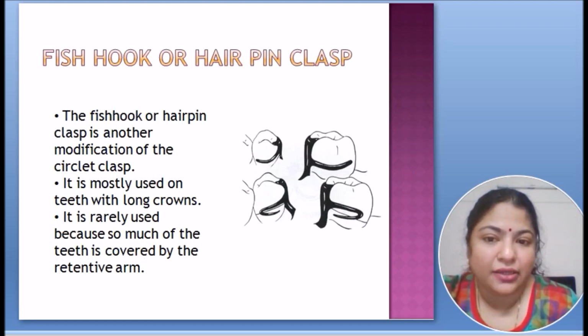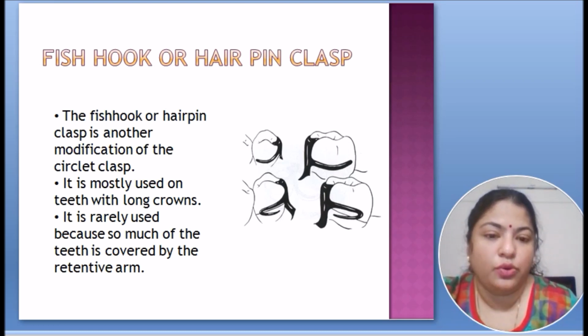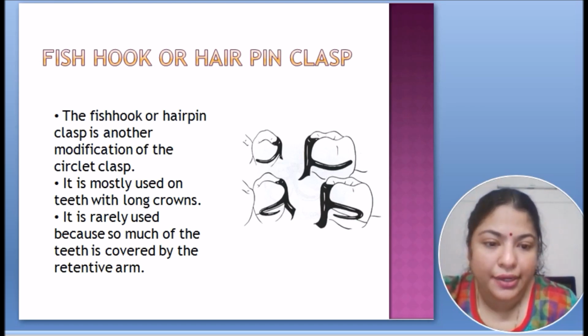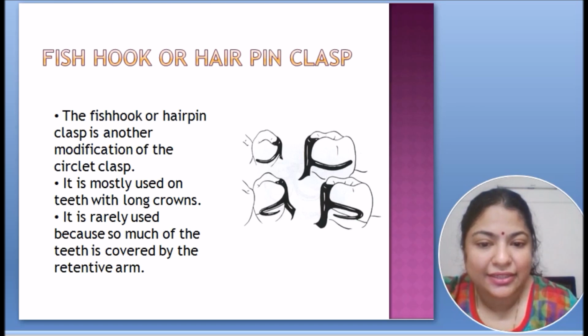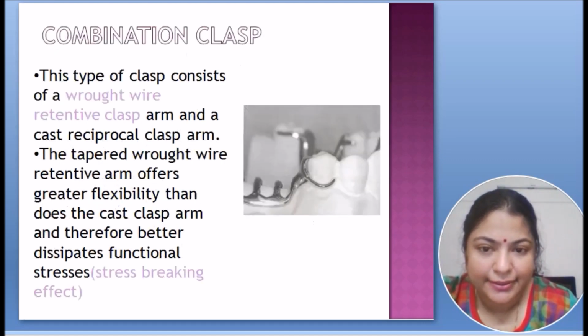There is one more design, which is also called a fish hook or a hairpin clasp, where the undercut might lie on the same side as the edentulous span. So you need a clasp which will turn around and go back into the undercut area. This is again a modification of the circlet clasp and can be used on teeth with long crowns. It is rarely used because it covers more tooth structure. Cleaning becomes very difficult and therefore it is more prone to caries development.